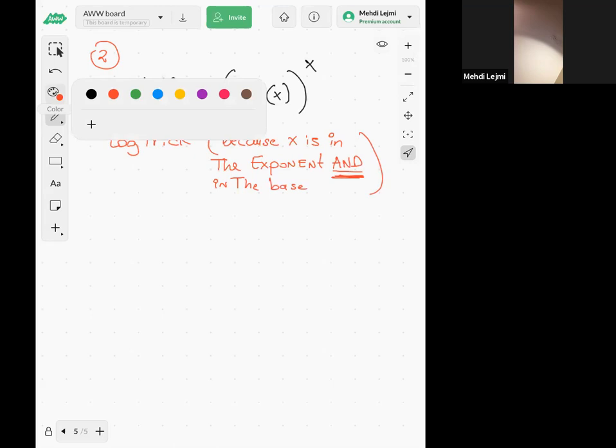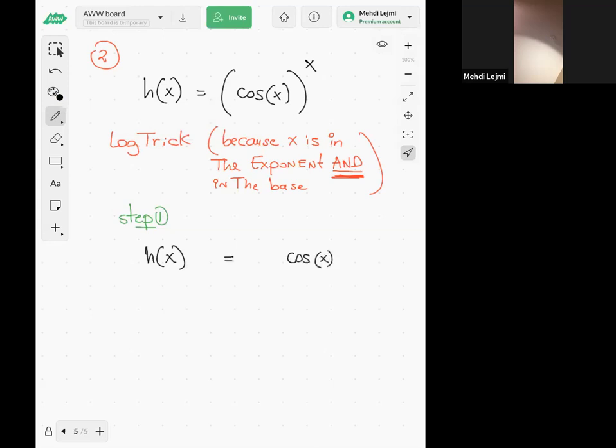All right, so step 1, we have to apply. So here's my h of x, cosine of x to the power x. So we apply a natural log to both sides. So here's my natural log, here's my natural log.